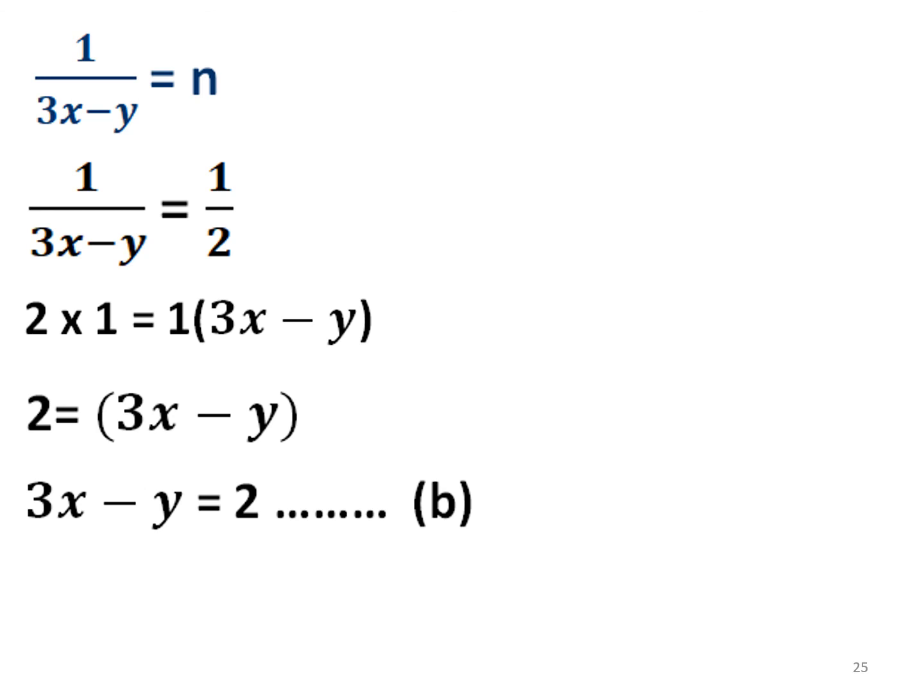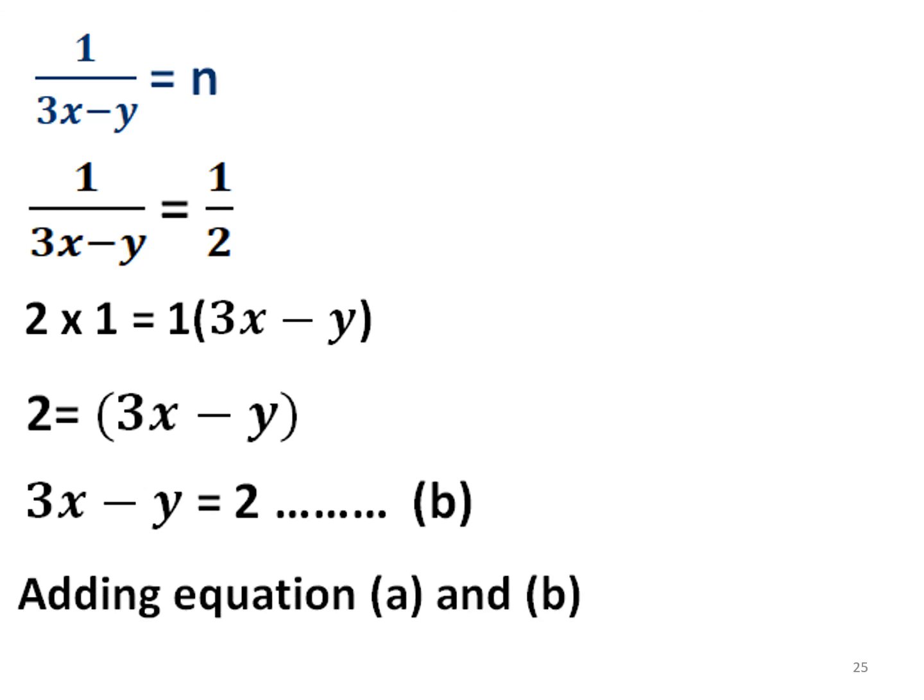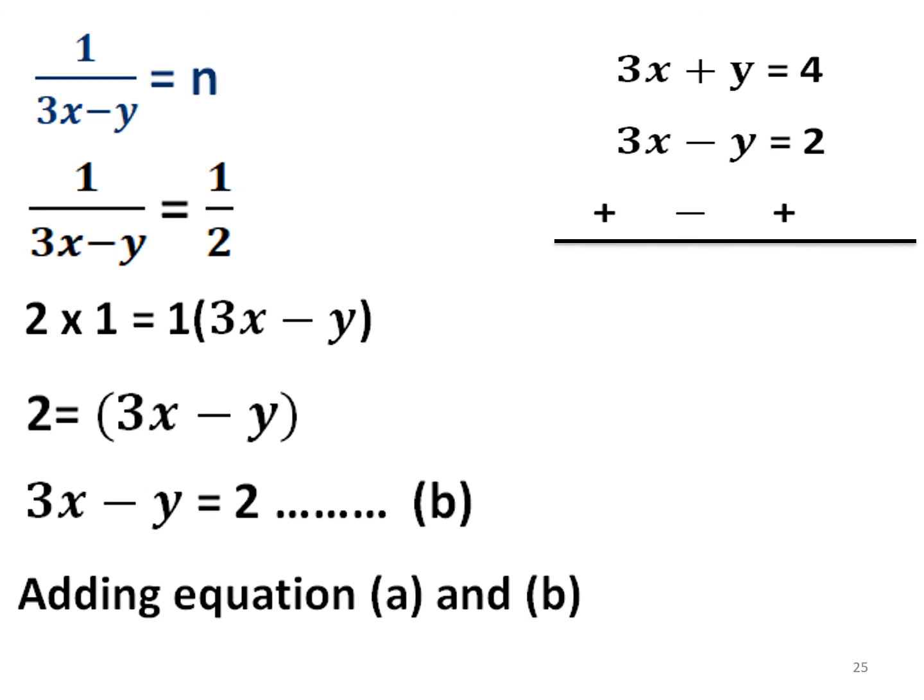Now we shall solve equations A and B. So let's do the adding. Adding equation A and B. 3x plus y is equal to 4. 3x minus y is equal to 2. Plus y minus y gets cancelled. 3x plus 3x is equal to 6x. 4 plus 2 is equal to 6. x is equal to 6 upon 6, and therefore the value of x is equal to 1.